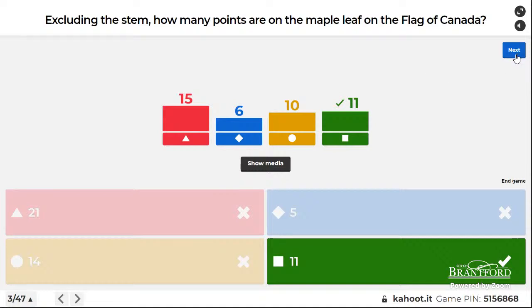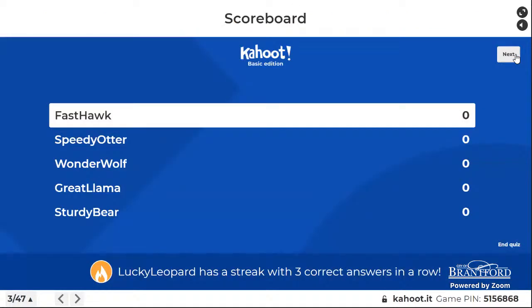So let's check out the leaderboard to see who those people were. Okay, looks like Fast Hawk is the fastest one after all. So Fast Hawk has 942 points. Very close behind is Speedy Otter with 940. Wonder Wolf comes close behind with 931. Great Llama with 928. And Sturdy Bear with 923. So we do have a close race. So let's head on to the next question.